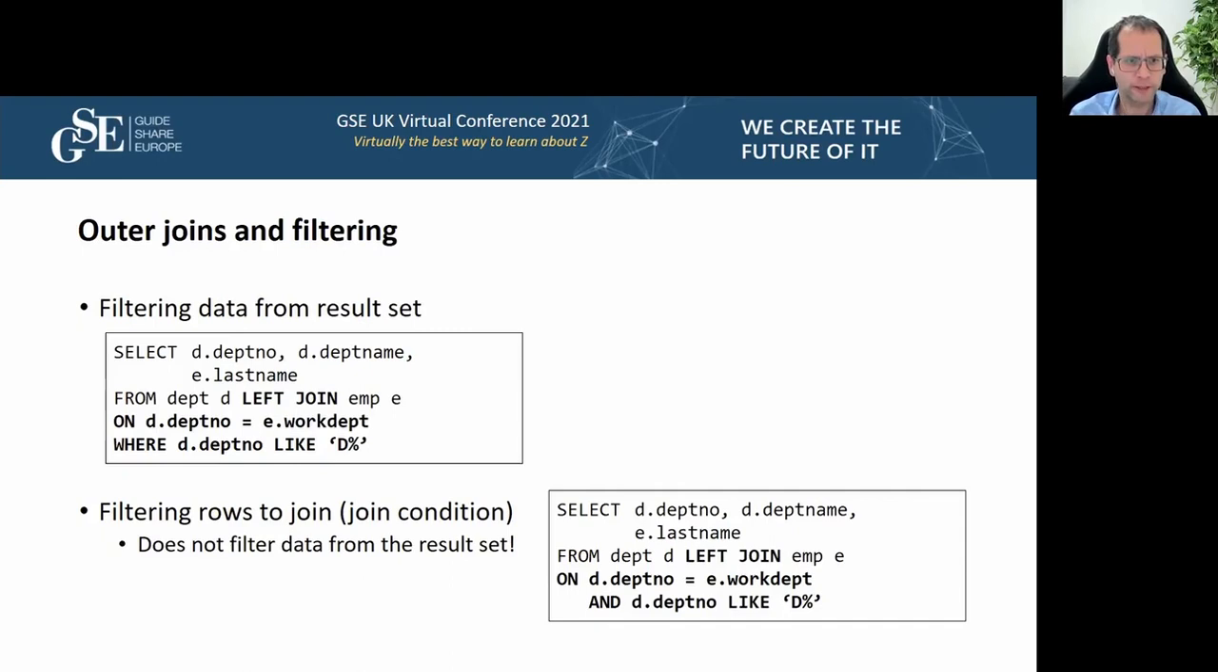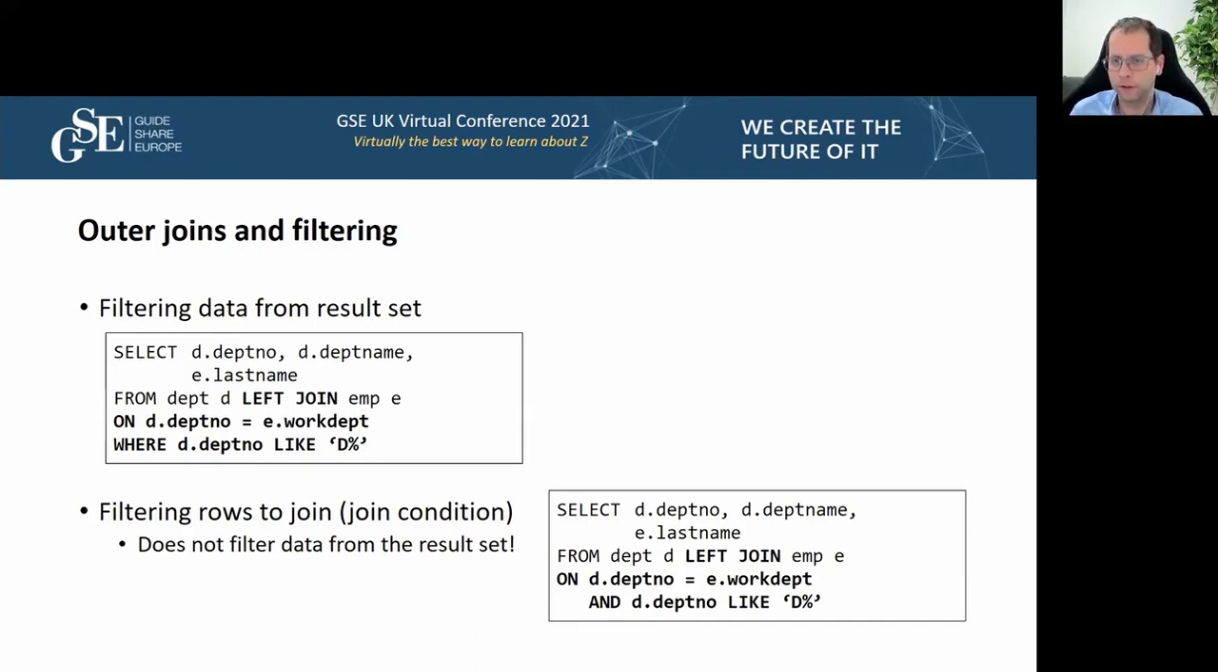In the first case, I have the filtering in the WHERE clause. What I'm doing is a left join of department and employee. And again, I'm looking for a match on department number and working department. So I will do a join of departments and their employees, and I'm only interested in those departments that start with D. Okay, and this is what I have in the top example. So the join condition is in the ON clause and the filtering condition is in the WHERE clause. While if you look at the bottom, now I have, what's the difference?